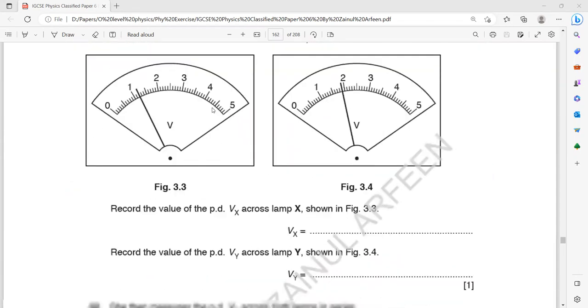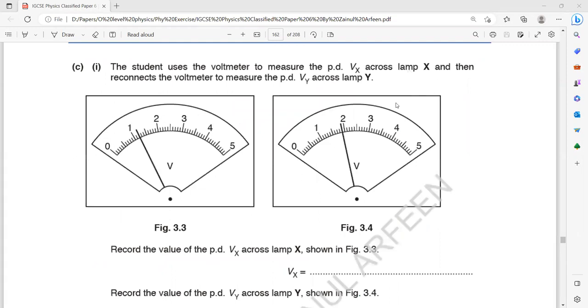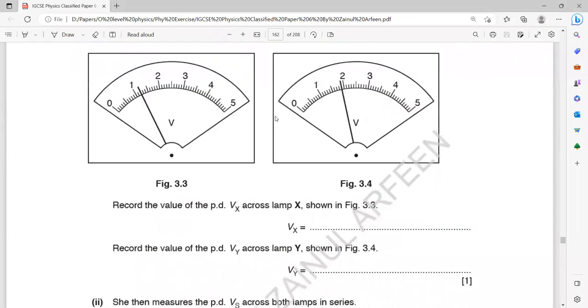Then the student uses a voltmeter Vx across lamp X and voltmeter Vy across lamp Y. You have to state the reading of voltage at X. This one is voltage at X and this is voltage at Y. You can use the screen annotation to complete what is the value for voltage at X. So that is 1.2 volts. And what about voltage at Y? So voltage at Y is equal to 1.9.